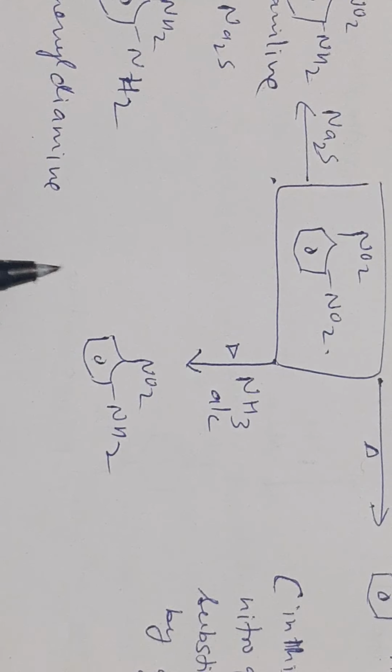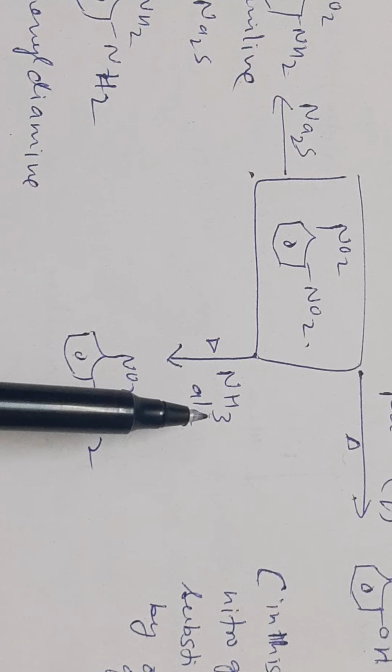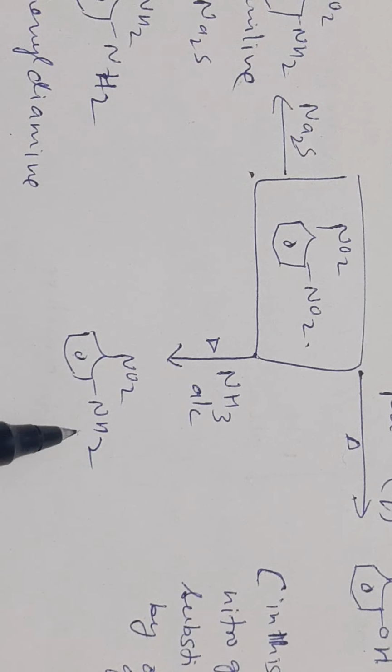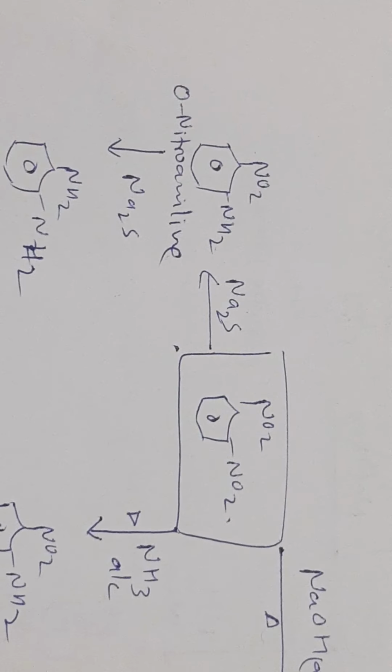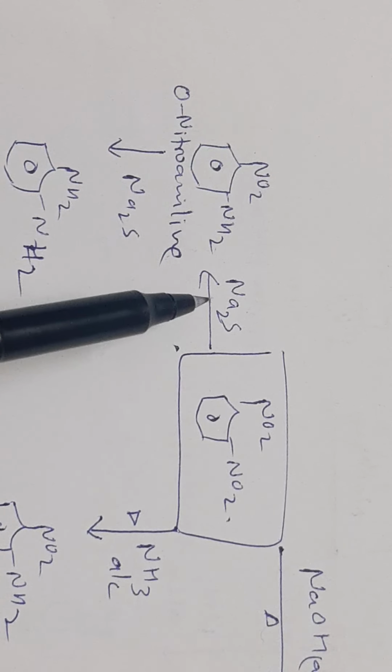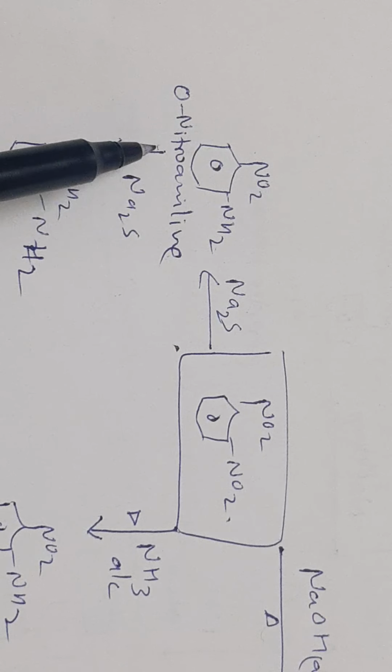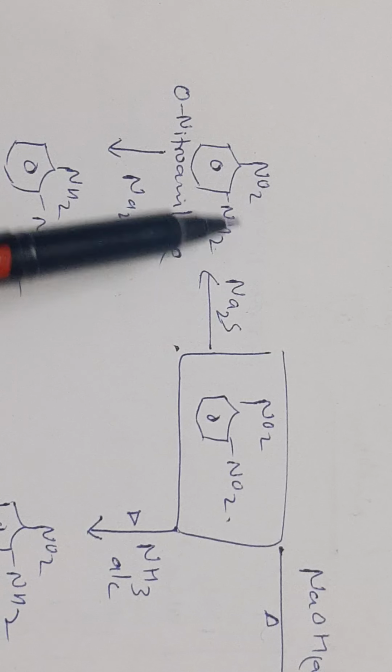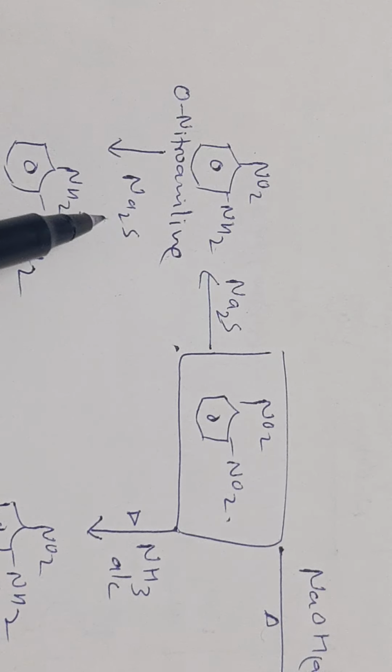Similarly, the ortho-dinitrobenzene reacts with alcoholic ammonia and the NO2 group is substituted by the amino group and we get the ortho-nitroaniline. Similarly, if ortho-dinitrobenzene reacts with sodium sulfide, then again we get the ortho-nitroaniline. The NO2 group is substituted by the NH2 group. Further reaction with ammonia and Na2S, we get the ortho-phenylenediamine, that is both the nitro groups are reduced to the amino group and we get the ortho-phenylenediamine.